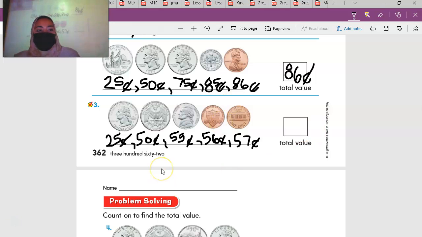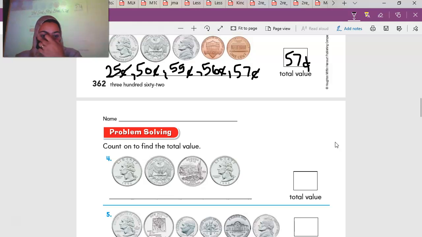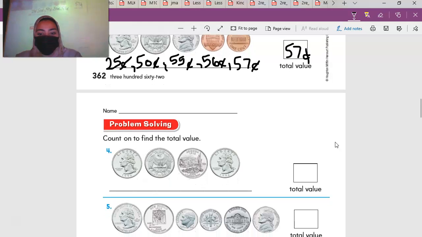All right, so if we go back and check number 3, our first coin is a quarter, and that's 25 cents, plus another quarter is 50, plus a nickel is 55, plus a penny 56, plus another penny 57 cents. 57 cents.